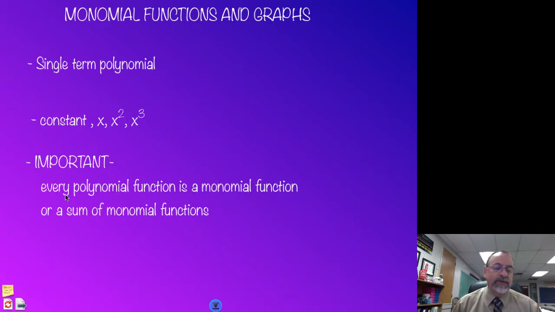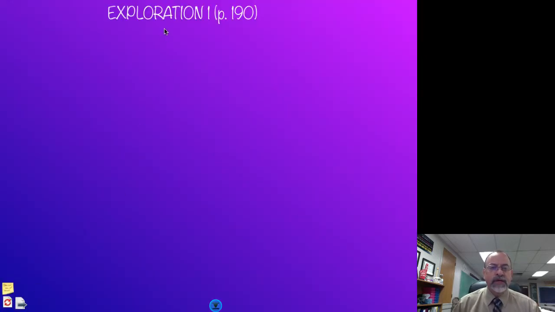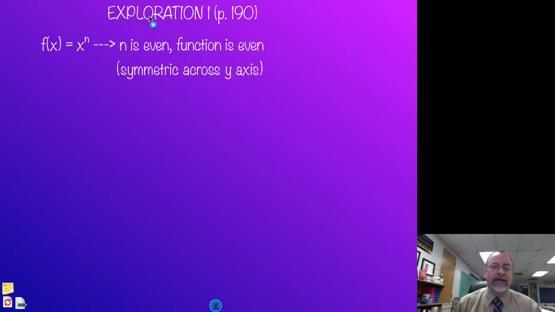Now it's important to understand that every polynomial function is a monomial function or a sum of monomial functions, and that's important for later on as we start looking at polynomial functions that are a bunch of these monomials added together or subtracted, because if we know how these monomials act, that's going to affect how they act when they're all together. So when we put these functions together, it makes it a little bit easier if we understand what an individual monomial function does.